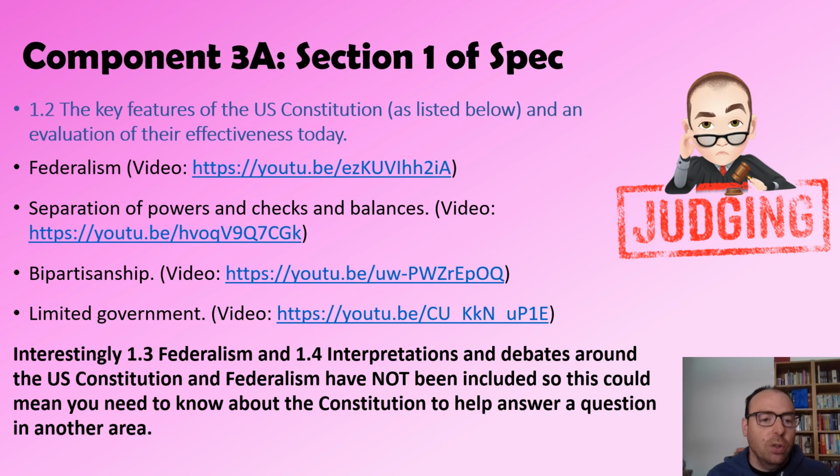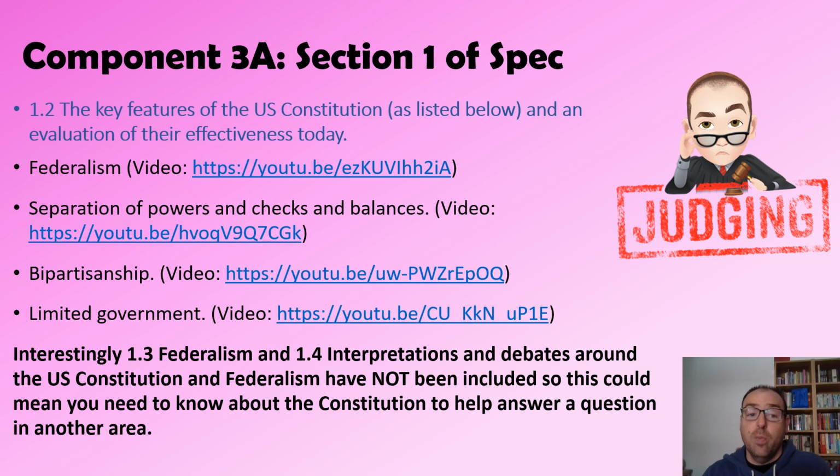Now, as we go through the rest of section 1, you also have 1.2, the key features of the US Constitution, as listed below, and an evaluation of their effectiveness today. So federalism, separation of powers, bipartisanship, and limited government. And I have done short videos on all 4 of those bits. So there's lots of good stuff in there. They are the 4 elements of the US Constitution.